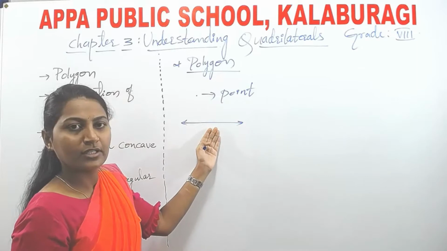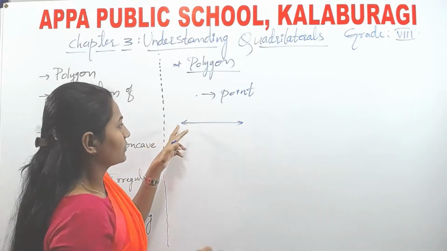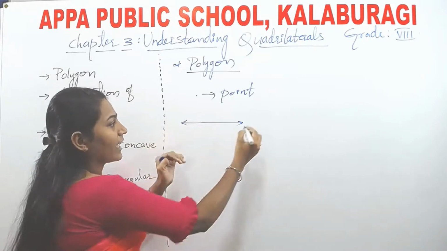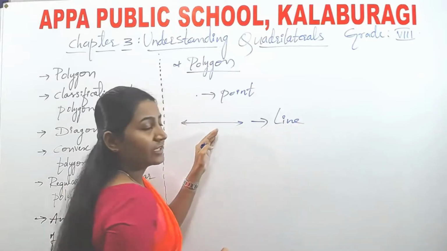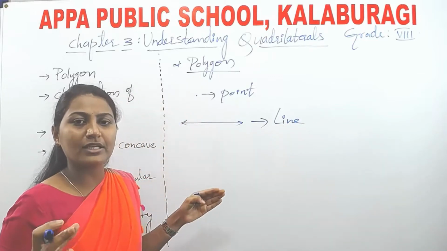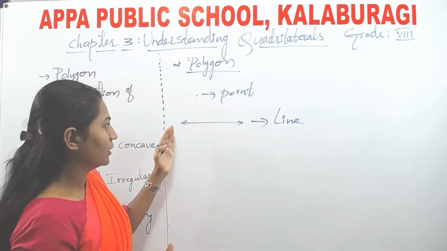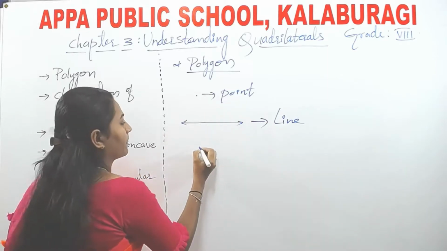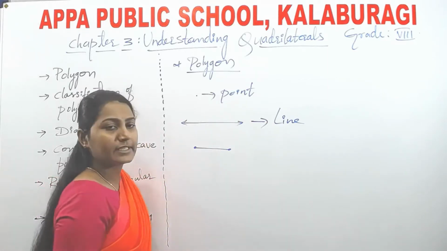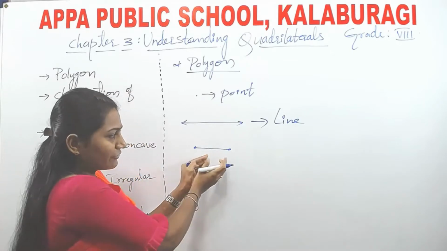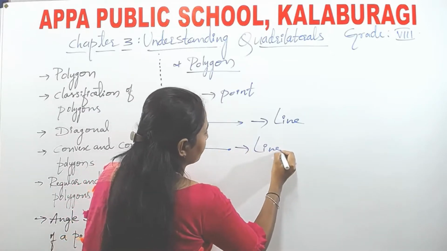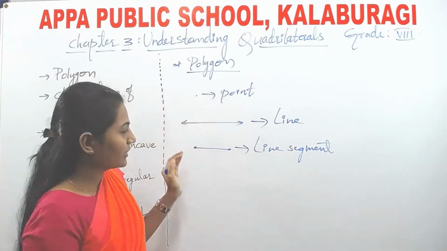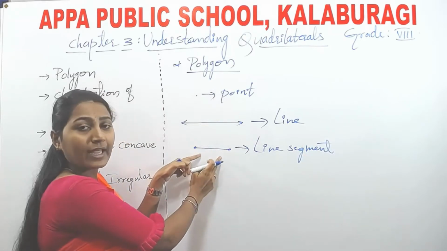What is a line? A line can be extended endlessly on both sides. A line has no end. It can be extended an infinite number of times to both ends. That is how we define a line. Next comes the line segment. I can define the line segment as a part of a line which has two endpoints and which can be measured.